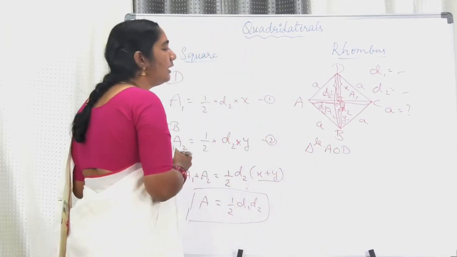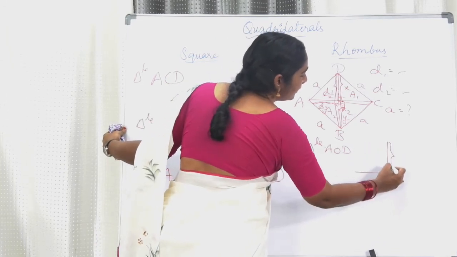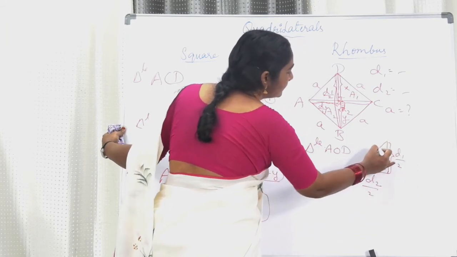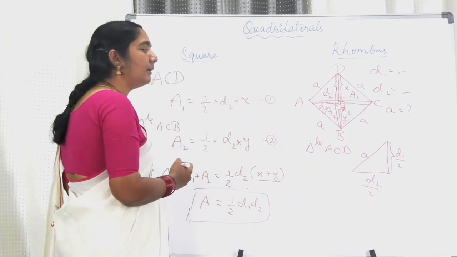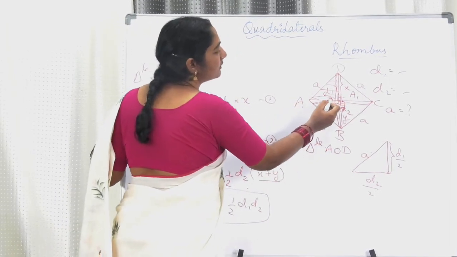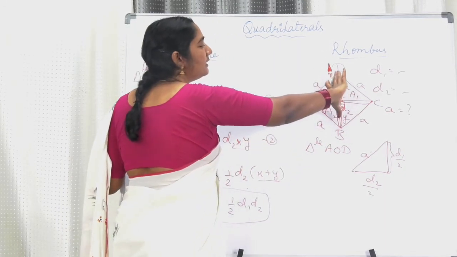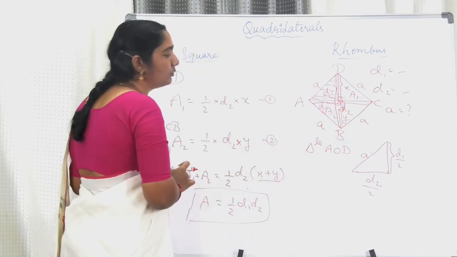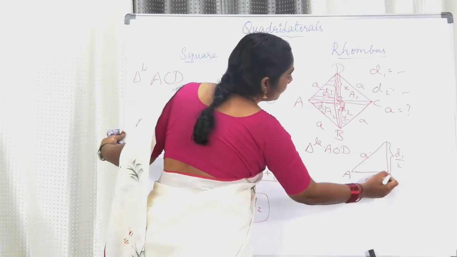So when you take the triangle AOD, I am now drawing this triangle separately here. This side is D1 by 2, this side is D2 by 2, and this side is A. We don't know it; we have to find the value of A. You are only taking this triangle. If you take the whole diagonal, the diagonal is D1, and this is half. This complete diagonal is D2, and half is D2 by 2. So I think now you understood. We have taken only this part, that is AOD.